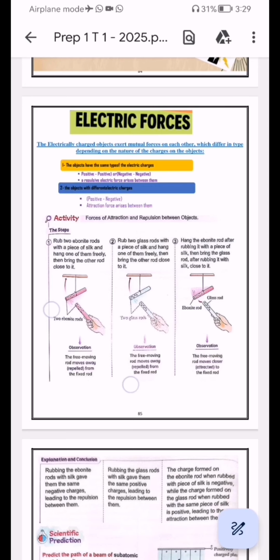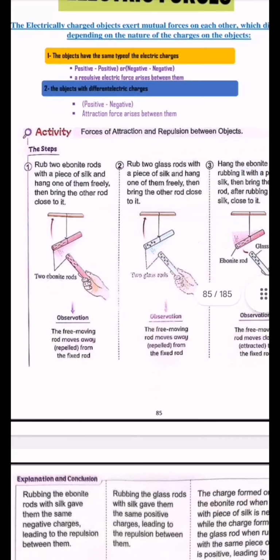Look at this activity. We have two ebonite rods rubbed with a piece of silk. They both are rubbed with a piece of silk, so they both will have what? The same charge. Silk is higher than ebonite in the electrostatic series, so it will lose electrons and become positive, but ebonite will gain electrons and become negative. So the two ebonite rods will have the same charge, called negative charge. So what is the force that arises between them? Repulsion force, because they have the same charge.